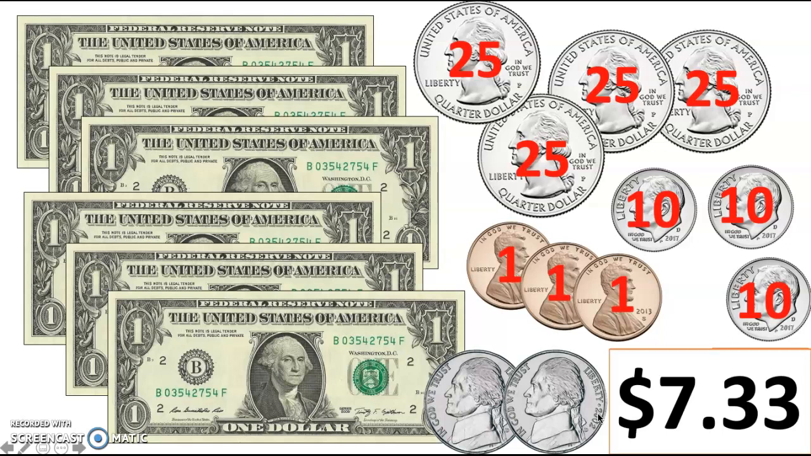Remember that nickels are worth 5 cents, so you are counting by fives with me. Ready? 5, 10. Okay, so if we were at $7.33, but now we have to add 10 cents, what is 33 plus 10? 43. $7.43. Nice job, friends.